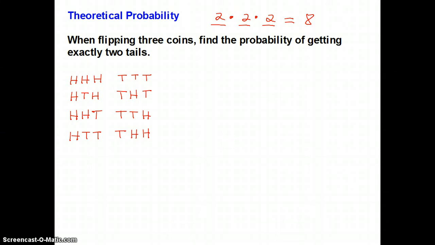So here I've listed all of the different possibilities that we could get when we're flipping 3 coins. And we want to find the probability of getting exactly 2 tails. Exactly 2 tails does not mean 3 tails. We're talking about exactly 2. So this is one option. Tails, heads, tails. And then here's another option with tails, tails, heads. And then our last one right here is heads, tails, tails. And that means that we have a 3 out of 8 chance of getting exactly 2 tails.